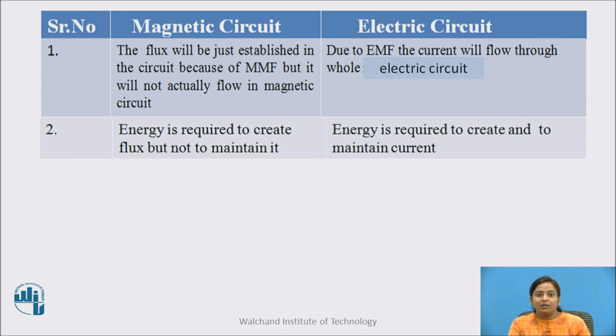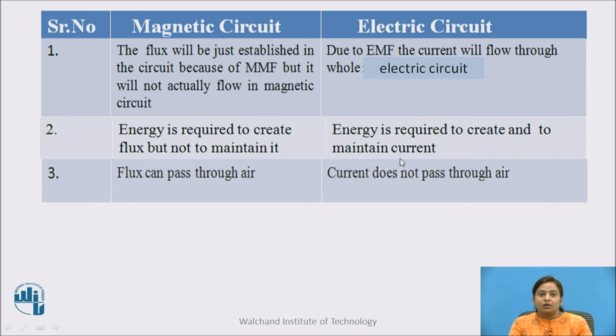The second dissimilarity is that energy is required to create flux but not to maintain it. But in electric circuit, energy is required to create and to maintain the current. Regarding the magnetic circuit, the flux can pass through air. So if there is any air gap in the magnetic circuit, flux can pass through that air gap also. But in electric circuit, if there is any air gap between the devices or in the circuit, then current cannot pass through that gap.